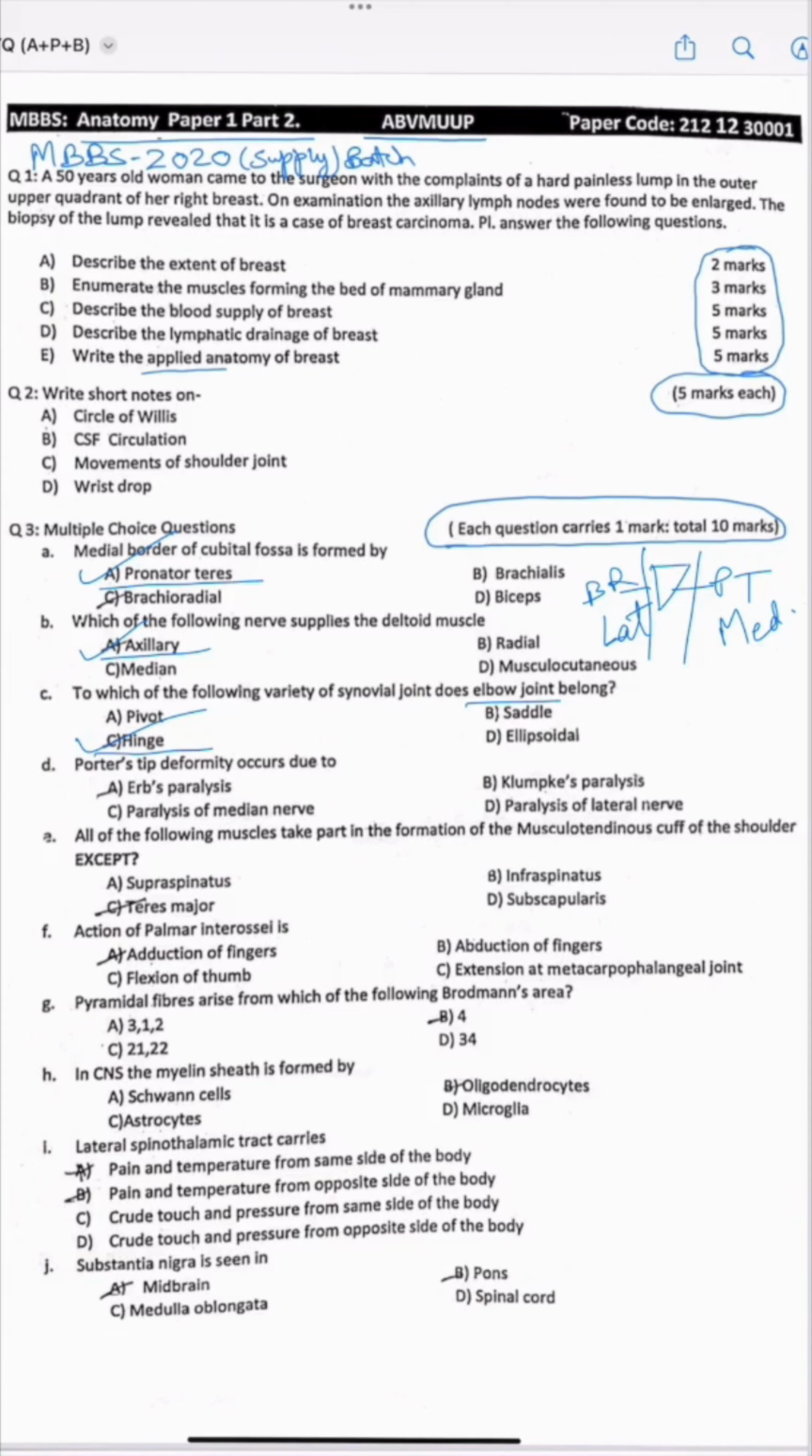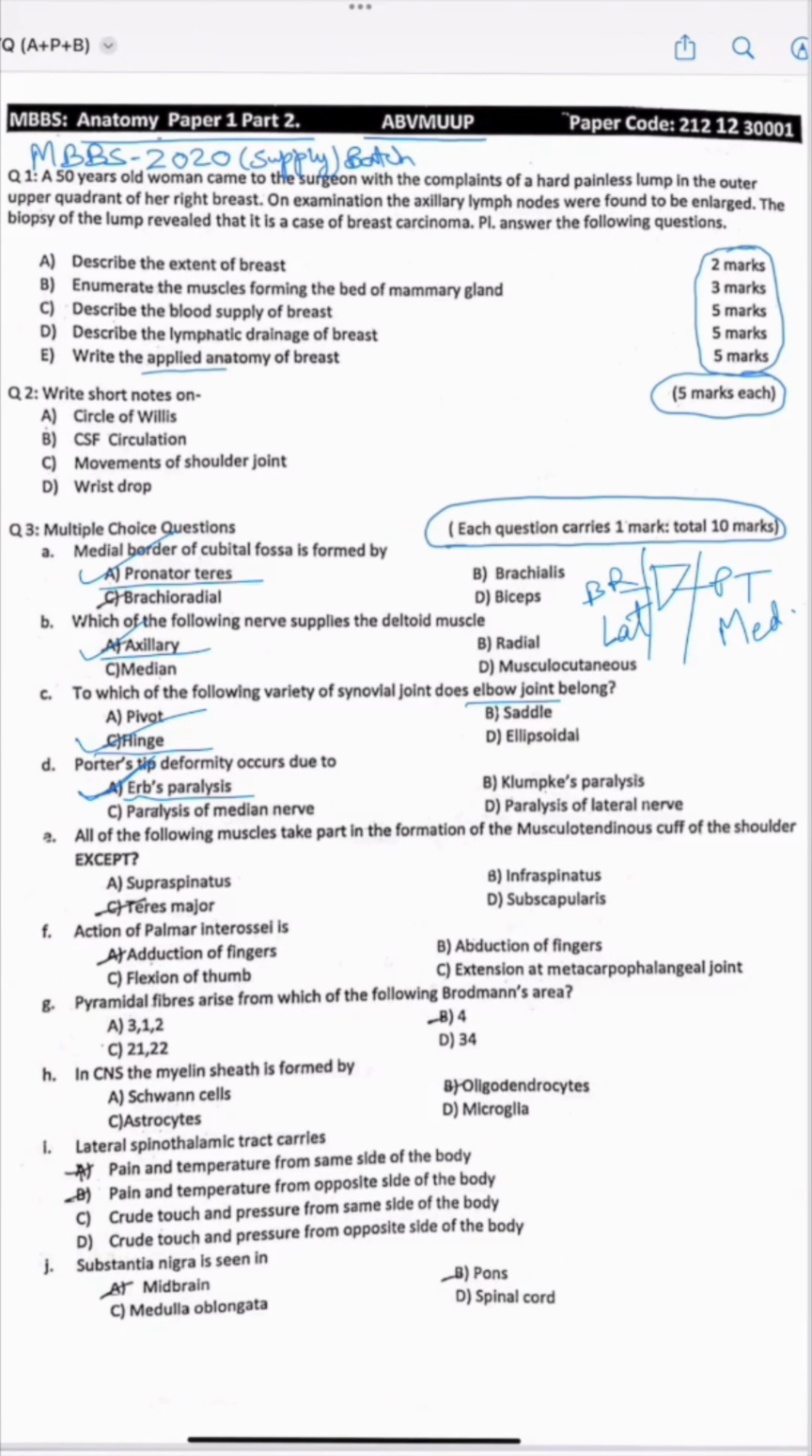Answer is C. Then question number 3D. Porter's tip deformity occurs due to Erb's paralysis, Klumpke's paralysis, paralysis of median nerve, paralysis of lateral nerve. Which nerve is this? Lateral nerve. I don't know, maybe they wanted to say lateral cord of brachial plexus. Anyways, you all must be knowing that Porter's tip deformity is also called policeman tip deformity, and it is due to injury of the upper trunk of brachial plexus, also called Erb's paralysis.